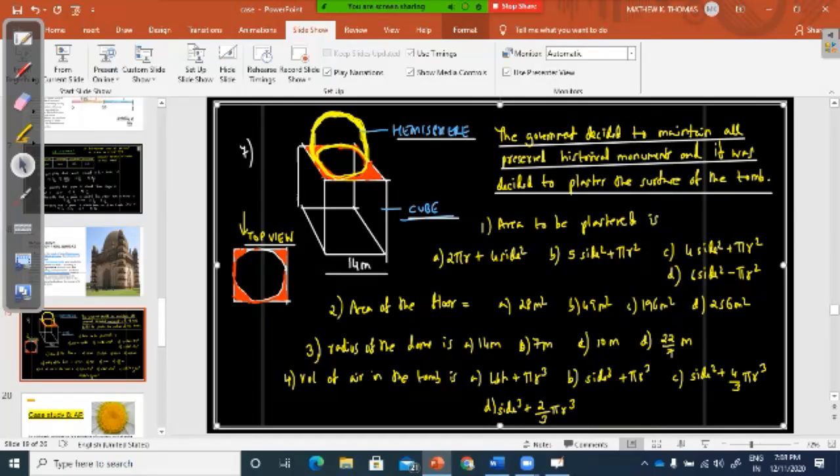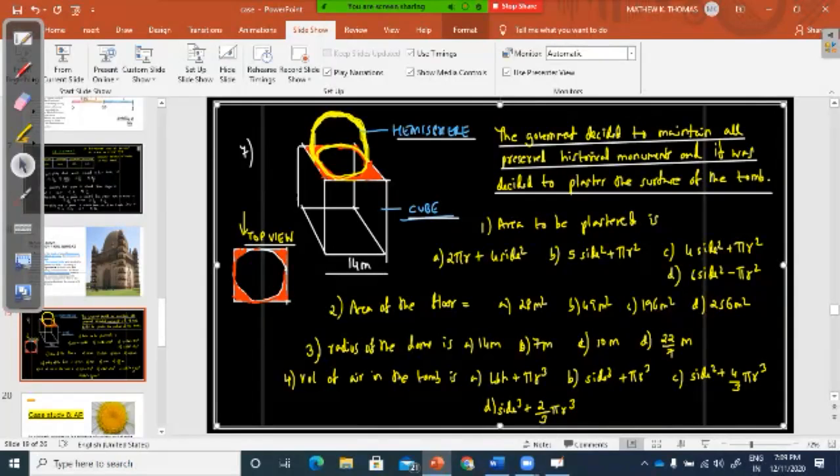But the radius of the dome will be 7 meter. Correct, because the diameter is going to be equivalent to this. And what will be the volume of air in the tomb? What will be the volume? How much air will be there in the tomb? Which option do you think is the correct option?